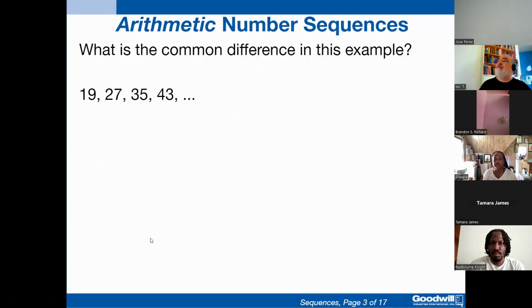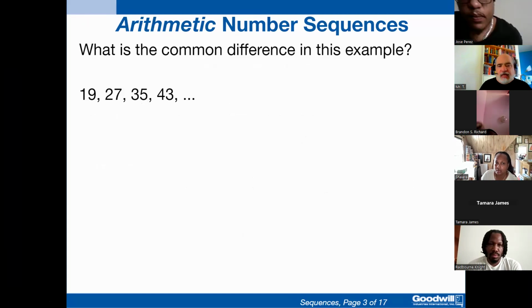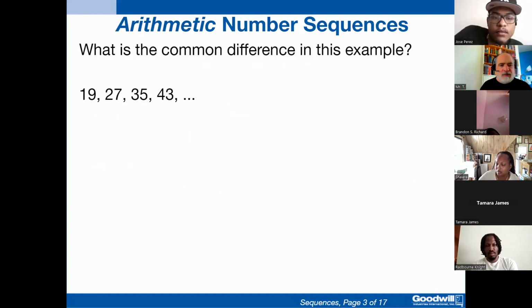Okay. Now, this is another arithmetic sequence. What's the common difference? Richard, go for it. Let's see, you unmuted? Richard, we couldn't really hear you. You need to talk closer to your mic or turn it up a bit.